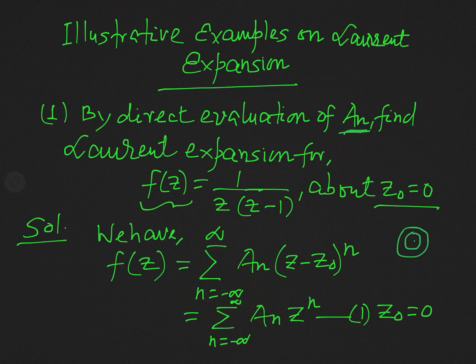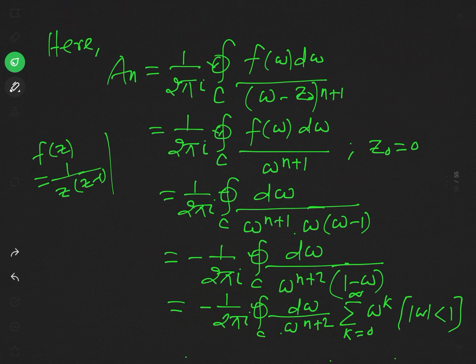So we know according to Laurent expansion, f of z is equal to what? This is actually equal to the summation n from minus infinity to plus infinity of a_n into z minus z naught to the power n. And in this present example we are given that z naught is 0. So if z naught is 0, the series will be the summation n from minus infinity to plus infinity of a_n z to the power n.